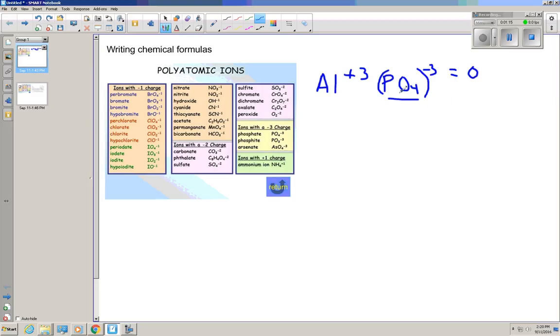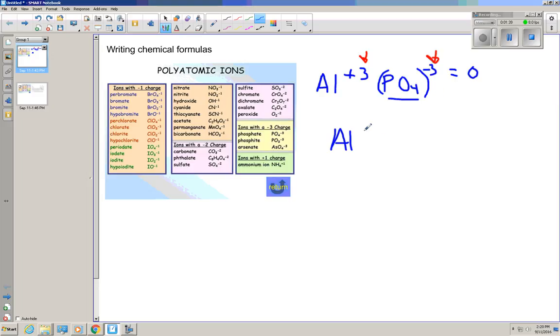So to write the compound, remember, we don't write in the charges. We just write in the chemical formula, and we add in any subscripts that might be necessary. So for this particular chemical formula, all I need is the Al, and then the PO4. Now, this is where the debate starts. Do I need to put parentheses in here or not?